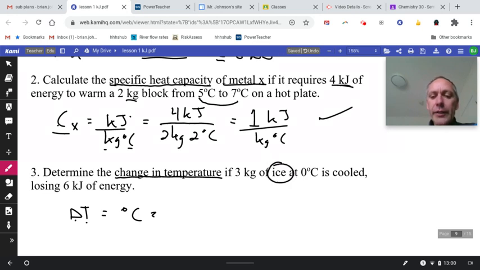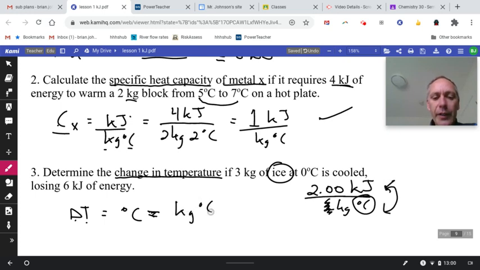And remember, ice's specific heat capacity is 2.00 kilojoules per kilogram degrees Celsius. Kilojoules per kilogram, I don't know how that appeared in there. Okay, now I'm looking for degrees Celsius, so that's the unit I want to put on top. Here it is, it's on the bottom. So we are going to flip this entire thing and put kilogram degrees Celsius on top and 2 kilojoules on the bottom. Now I have the unit I'm looking for on top.